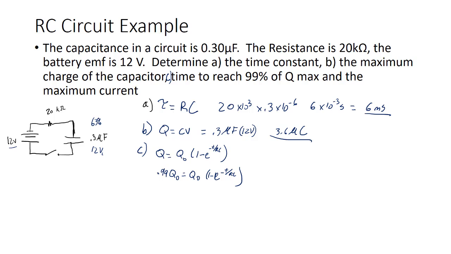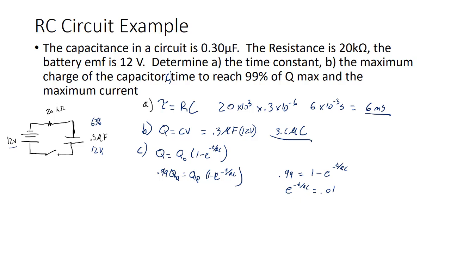Now, we're actually solving for time. C says to find the time to reach 99%. Well, there's a Q naught on both sides, so I can go ahead and get rid of that. And so now I have 0.99 is equal to 1 minus e to the negative t over RC. If I add the e to the negative t over RC to each side and subtract 0.99, what I end up with is e to the negative t over RC is equal to 0.01.